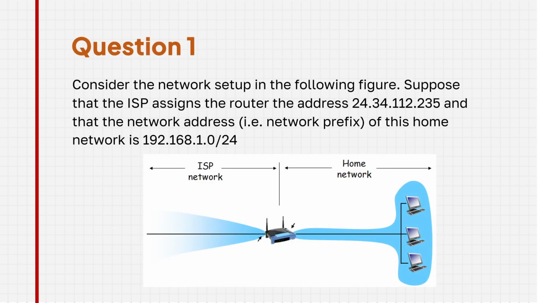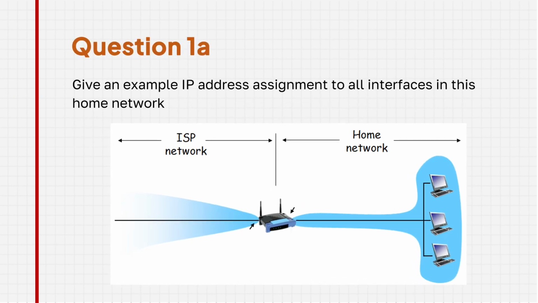First one: we consider the network setup in the following figure. Suppose that the ISP assigns the router address 24.34.112.235 and the network address of this home network as 192.168.1.0 up to 24 bits. So the first question: can we give an example IP address assignment to all interfaces within this network?